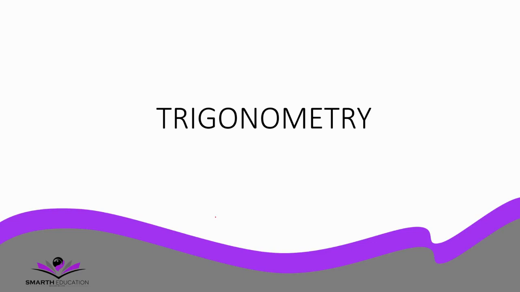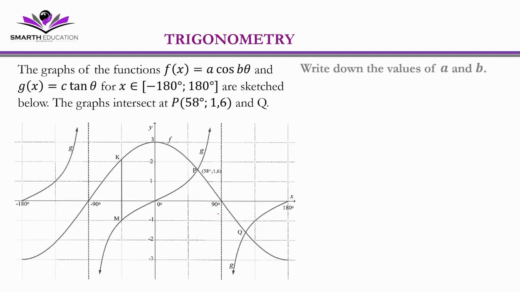Welcome back. Let's do question 2.3. Graphs of the functions f of x is equal to a cos b theta and g of x is equal to c tan theta for the domain as gauged below. The graphs intersect at P and Q. Write down the value of A and B.